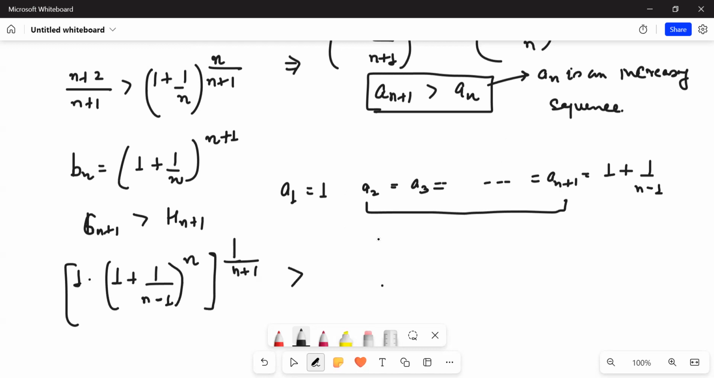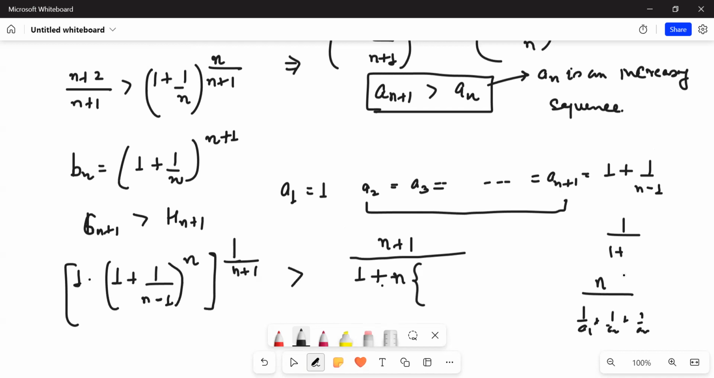So what would be the harmonic mean? This would be simply n plus 1 divided by 1 plus, in totality, how many numbers are these? These are n numbers. Whenever we are finding the harmonic mean, the formula is n upon 1/a1 + 1/a2 + ... + 1/an. So let me write 1 upon this thing. This will be n minus 1, and this will come as n here, so this can cancel.